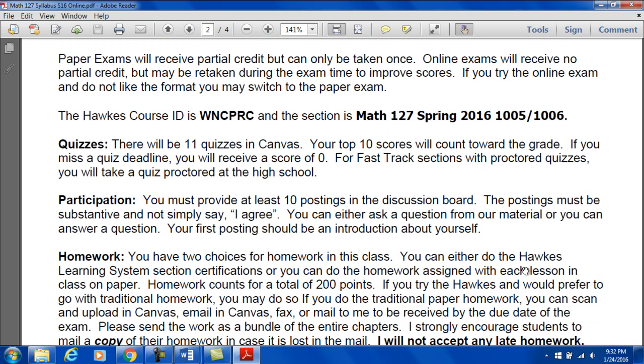There'll be 11 quizzes in Canvas. Your top 10 scores will count toward the grade. If you miss a quiz deadline, you'll receive a score of 0. For fast track sections with proctored quizzes, you will take the quiz proctored at the high school.